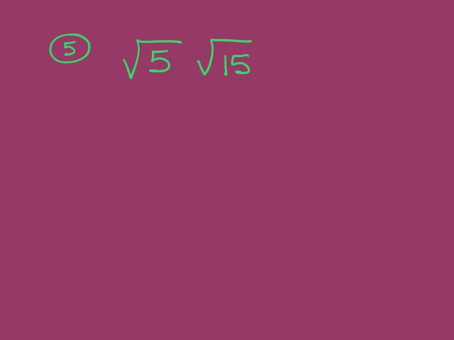Number 5, square root of 5 times the square root of 15. These are butted up against each other, which indicates that we're going to multiply. So when you multiply these, you do need the same index to multiply. And on both of these, since it's not written, remember that the index is 2. So they do have the same index, so we can multiply both of these. 5 times 15 is 75.